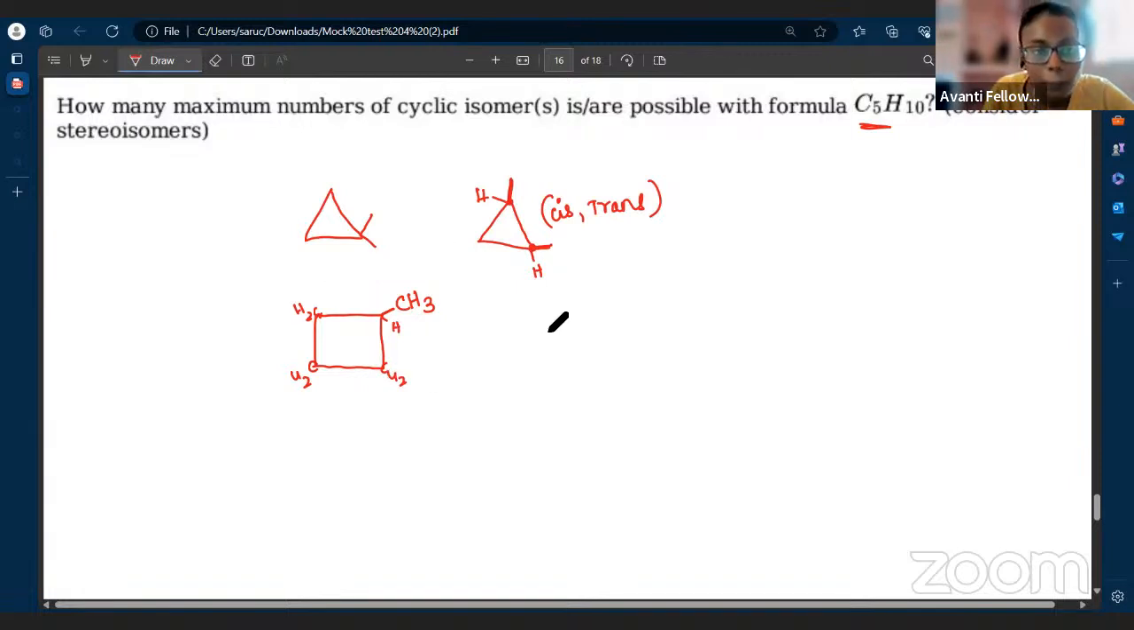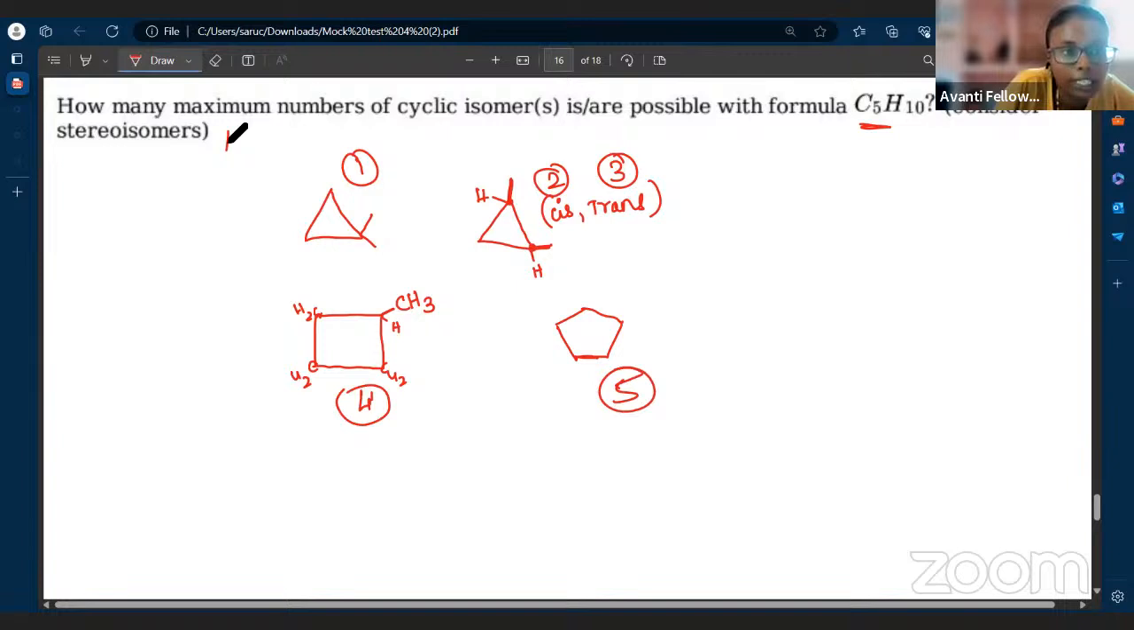And if you move to a 5-membered ring, C5H10, this is one more isomer. So how many isomers have you got? 1, 2, 3, 4, and 5. So the answer is going to be 5. Got this question? Yes, consider stereoisomers also.